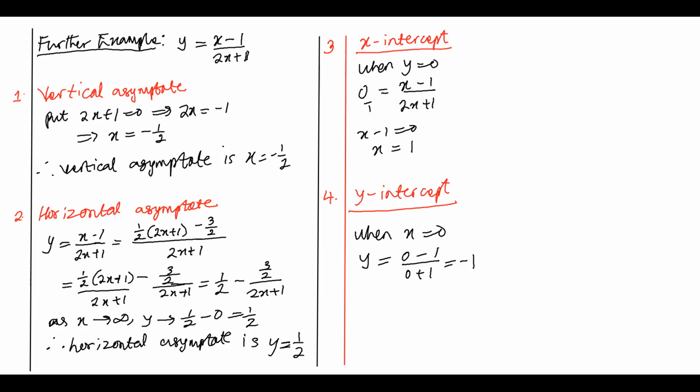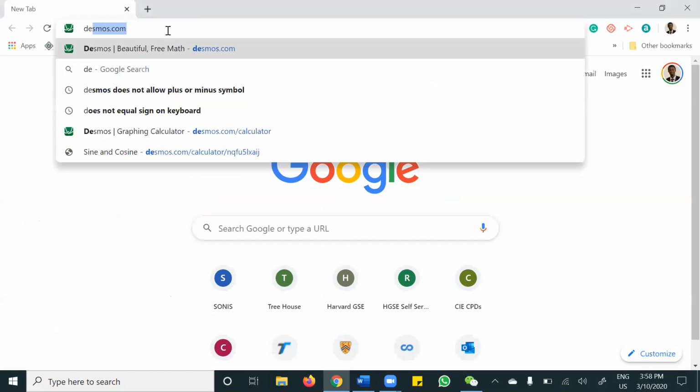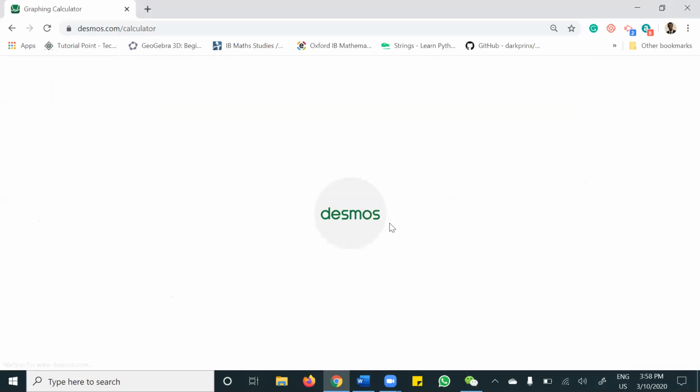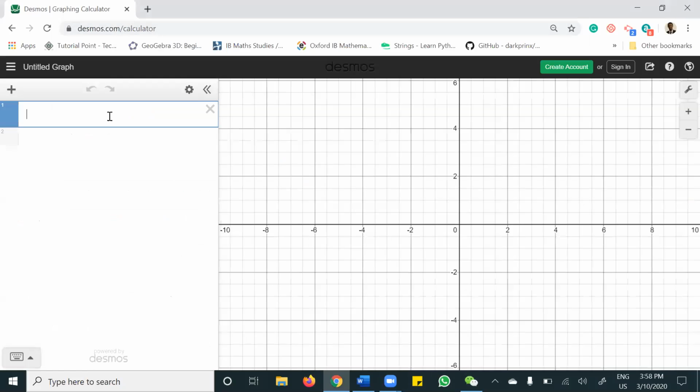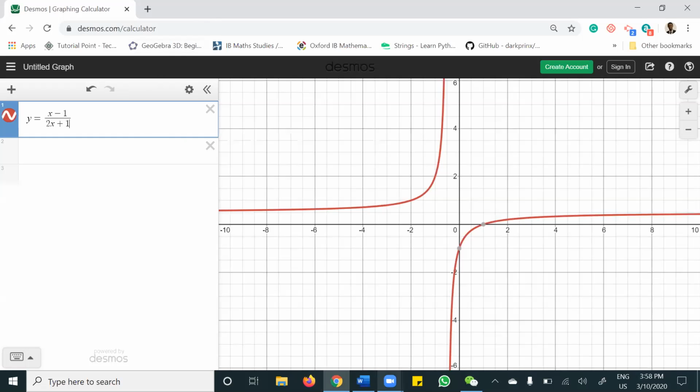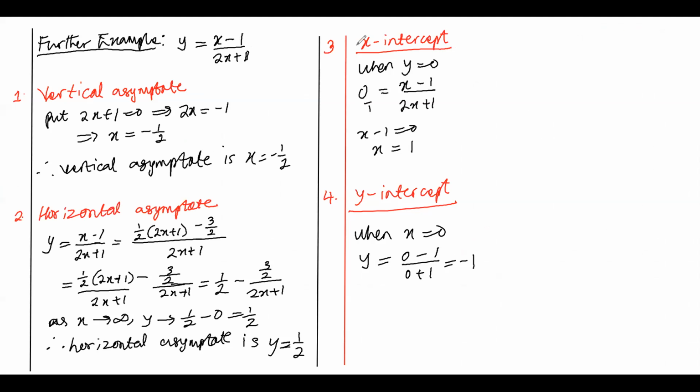Let's put this into the Desmos app online. Let's try to see what we have just figured out. So the equation is y equals x minus 1 over 2x plus 1. Is that the equation? Yeah, x minus 1 over 2x plus 1. All right, can everybody see the screen?